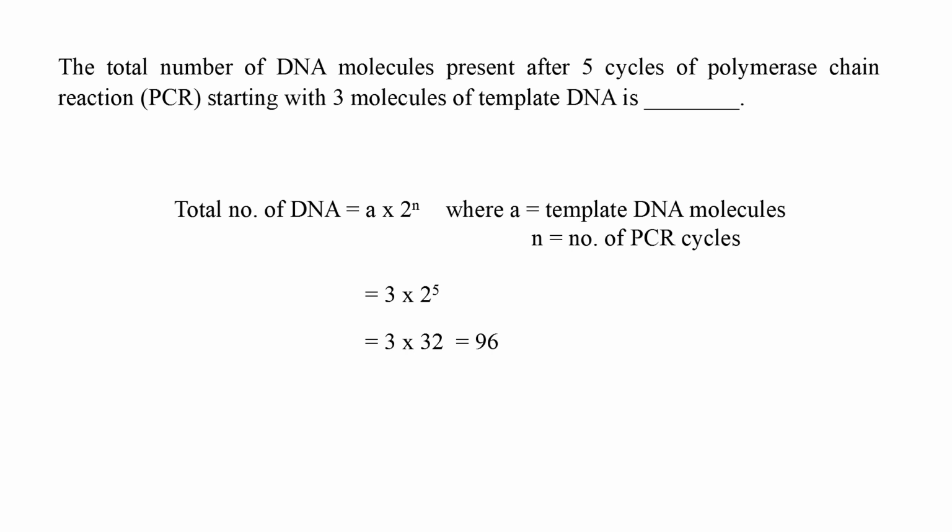So it will be 3 into 2 raised to the power 5 because it's given that there are 5 cycles of PCR. So 3 into 32, that is 96. So the answer comes out to be 96.